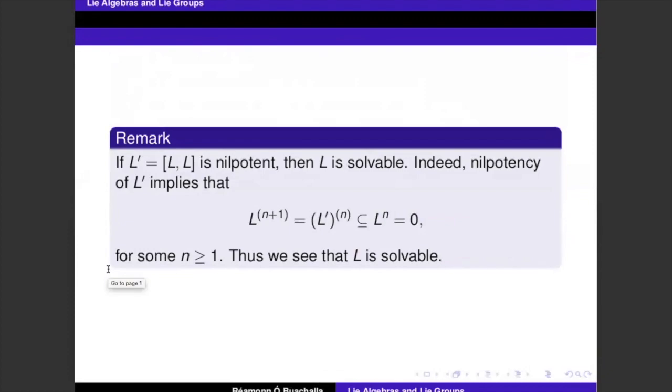So now, let's consider the bracket of L with L. Note that for nilpotent and solvable, the first element in the series is the same. It's only after this that they actually change.